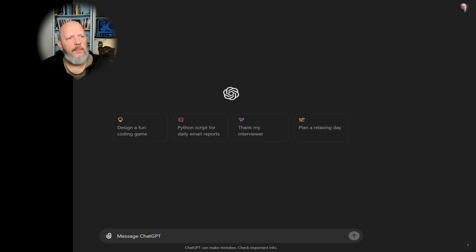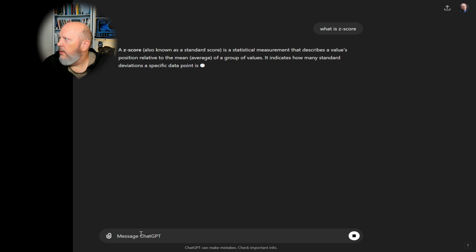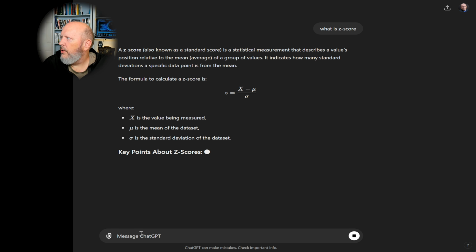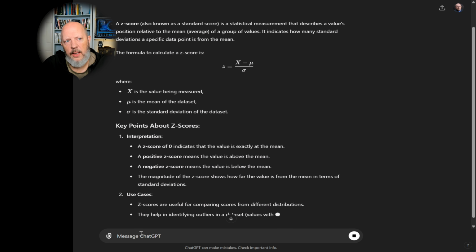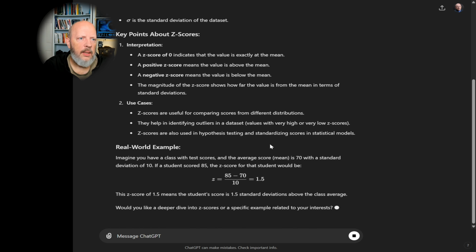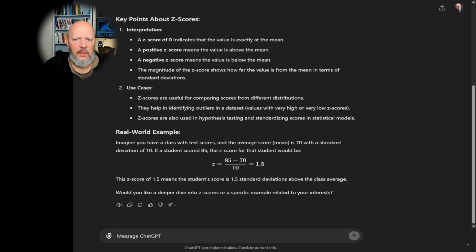Okay, so a bad prompt would be like, what is z-score? You've got to remember that a large language model, if it doesn't know what you're going to ask, is just going to start throwing things at you, and that's not the best way to work with ChatGPT or other tools. Look at this, we gave you a formula. I don't need any of this stuff. So let me type a little bit longer prompt out, and then we'll talk about it.